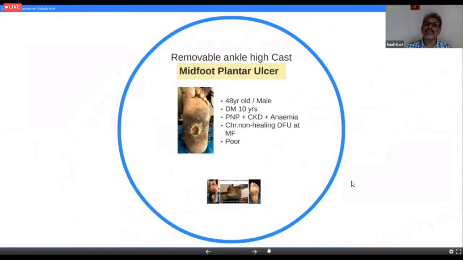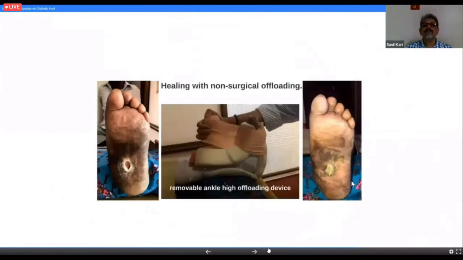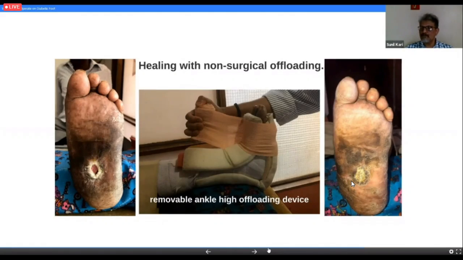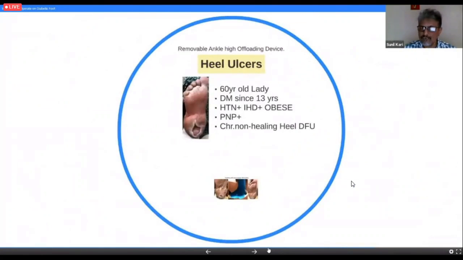So, removable ankle high cast for a midfoot plantar ulcer. A 48-year-old male, diabetic for 10 years, with peripheral neuropathy, CKD, anemia, and a chronic non-healing DFU at the midfoot. The patient is very poor, and we designed this healing with non-surgical offloading, and you could appreciate that excellent healing. And he was given customized footwear again, and the patient is absolutely back to normal activities.